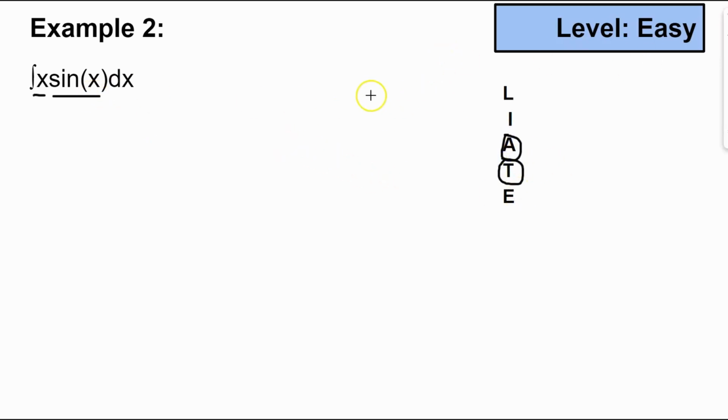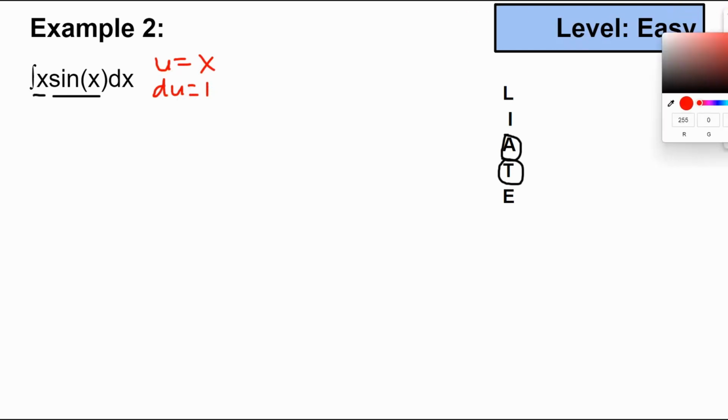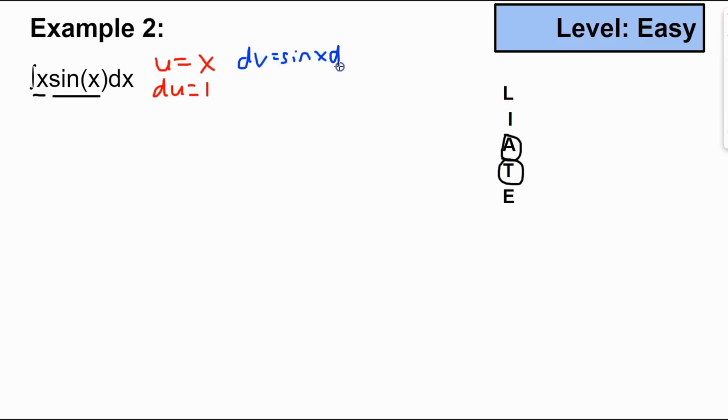So in this case, the algebraic function comes first, just like last time. So x is going to become u, and hence du is 1. As for the second function, sine of x, dv is sine of x dx, and v is the integral of sine of x, which is negative cosine of x.